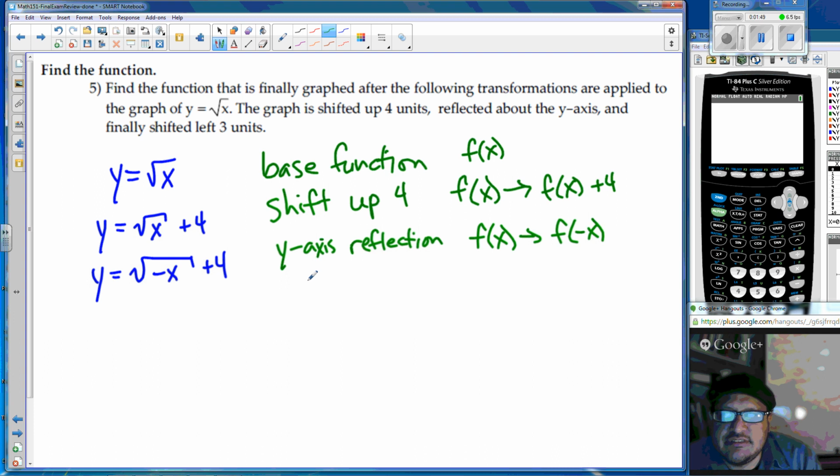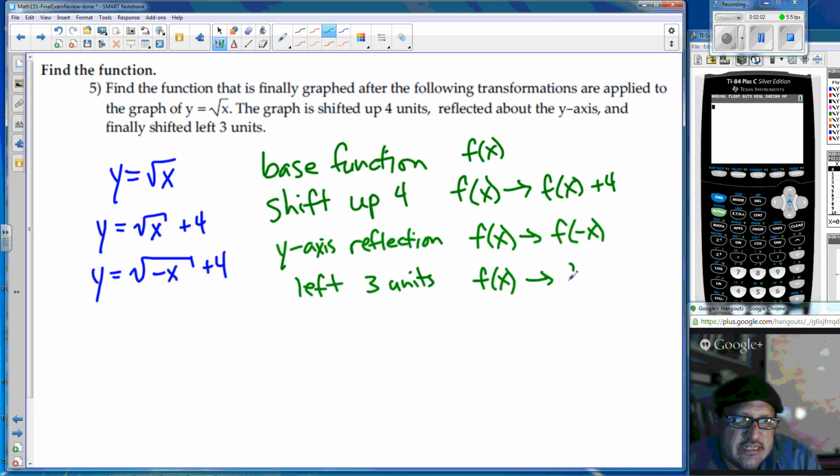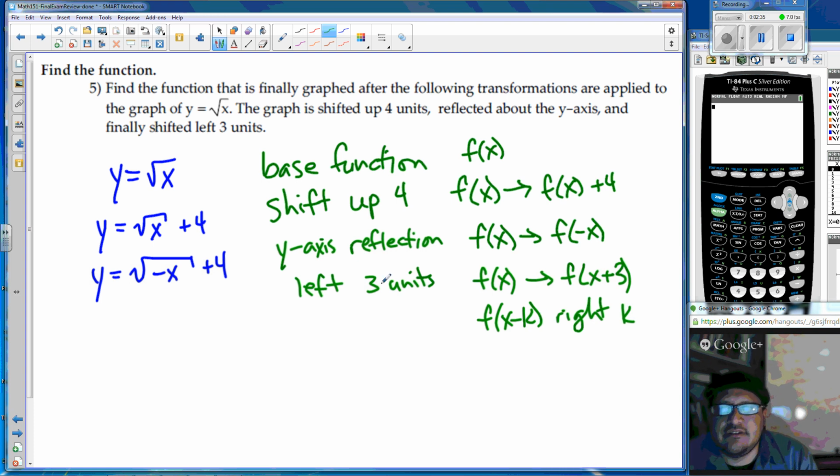Finally, we're going to shift it left 3 units. Now this one sometimes confuses students because it's actually the opposite of what you think it should be. This is f of x minus k, or in this case, it's not minus 3, it's plus 3. f of x minus k means you go right by k. So f of x plus k would be going to the left by 3.